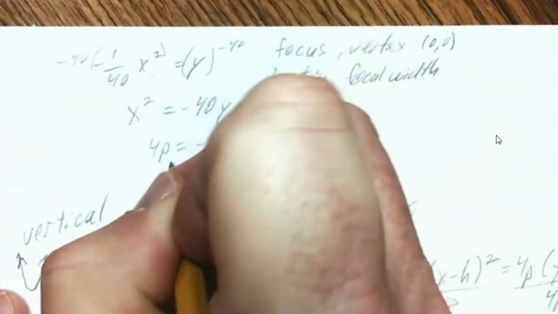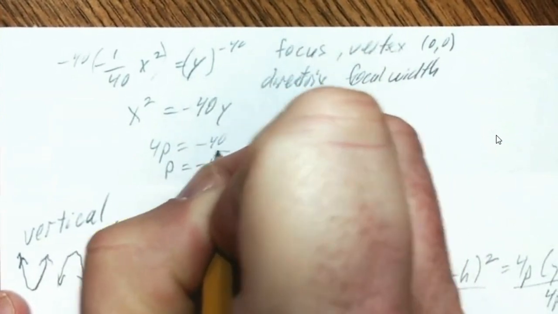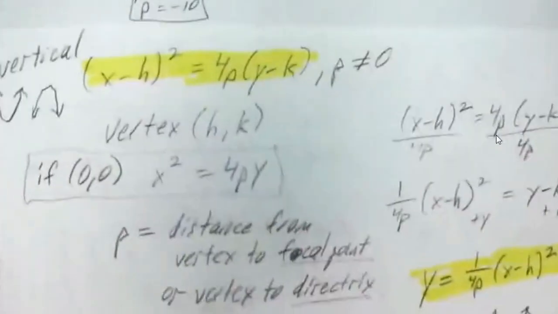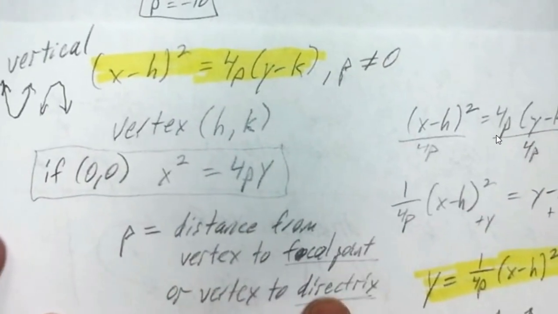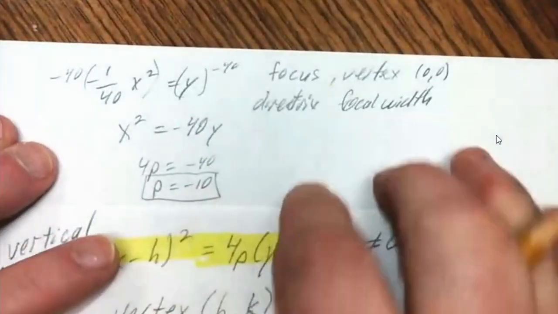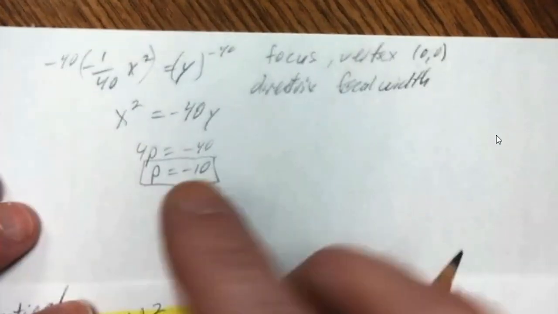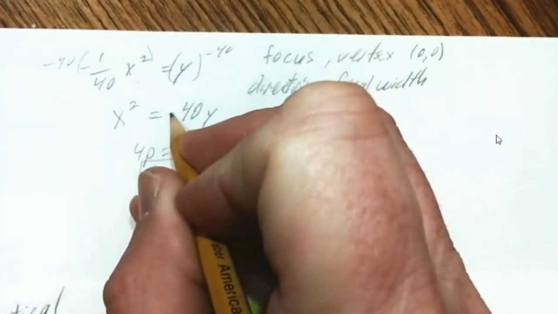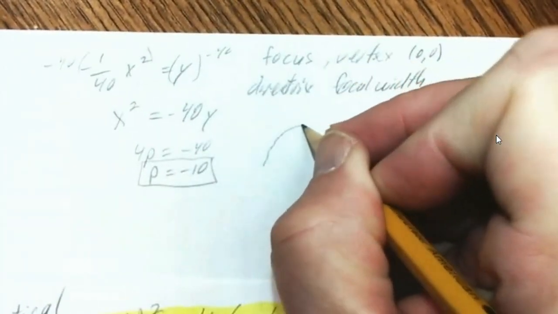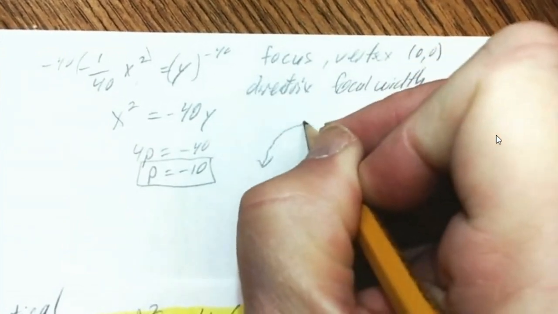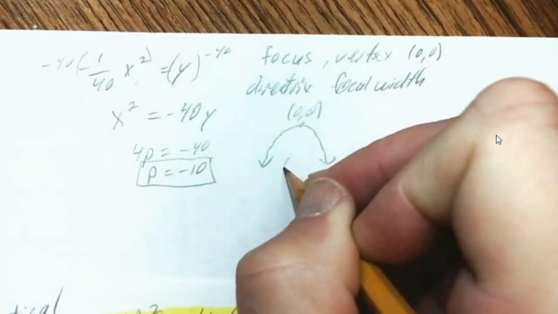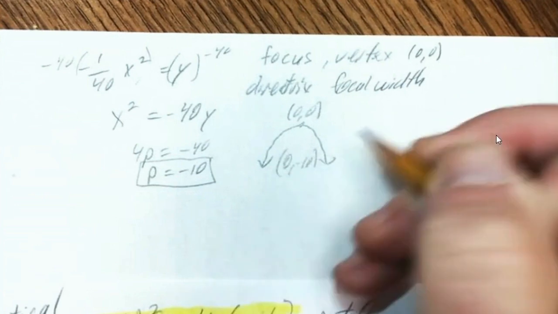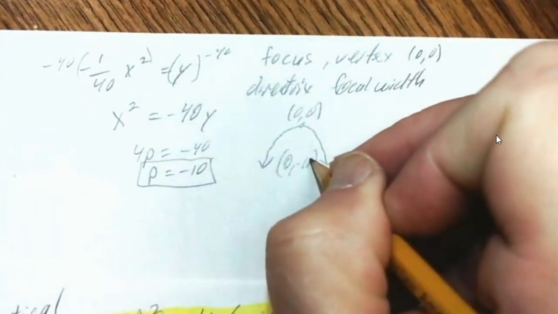4p is -40 in our case, right? So 4p equals -40. So p equals -10. And what is p? P is the distance from the vertex to the focal point or the vertex to the directrix. So ours is -10. This is a negative, so this is a downward facing parabola. And our vertex is at 0, 0. So the focal point is at 0, -10. Right? So that's the focal point.